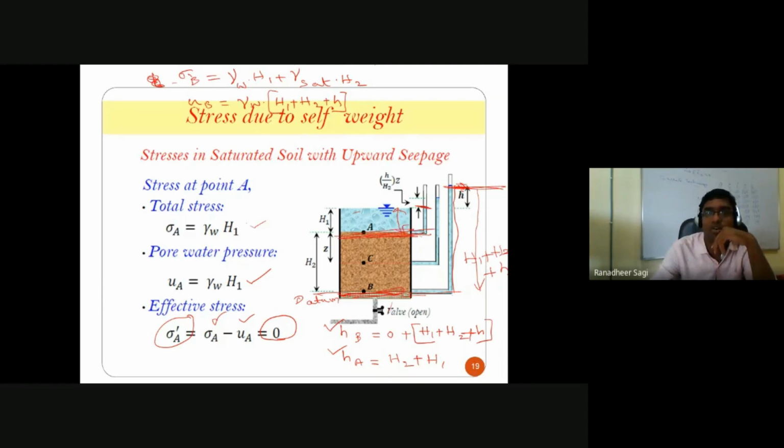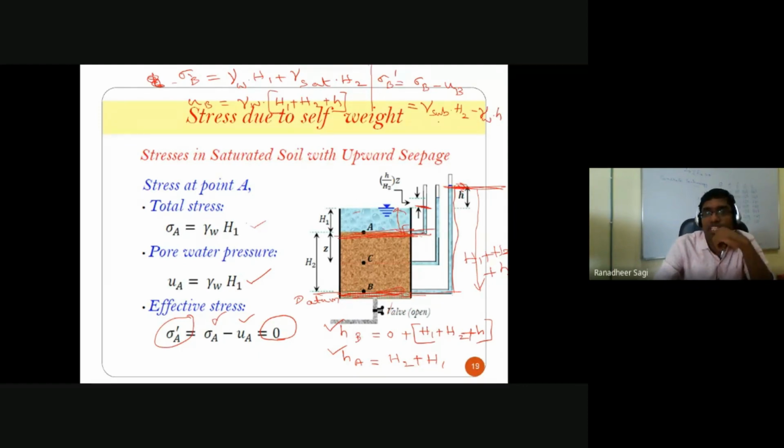Then automatically, if I know my total stress at point B and pore water pressure at point B, then the effective stress at point B is nothing but total stress at point B minus pore water pressure corresponding to the position of point B. If I try to expand those terms, what I'll have is gamma W into H1 minus gamma W into H1, which gets cancelled. Gamma sat into H2 minus gamma W into H2, which I can write as gamma submerged into H2, minus gamma W into small h.